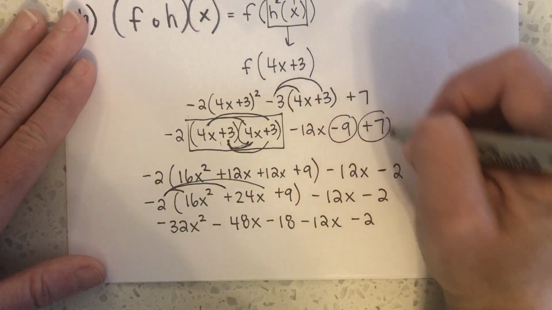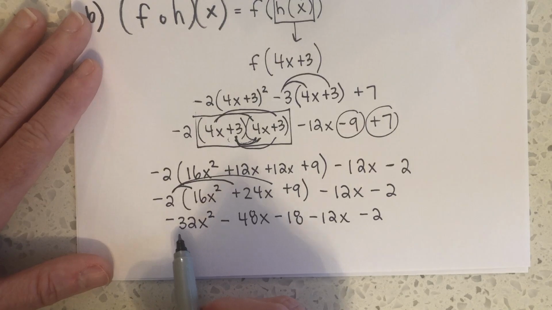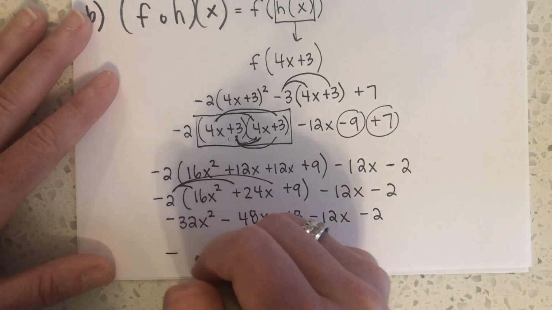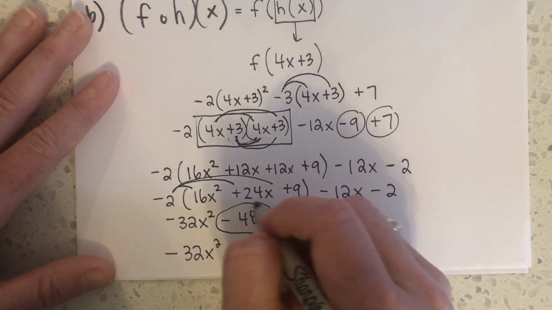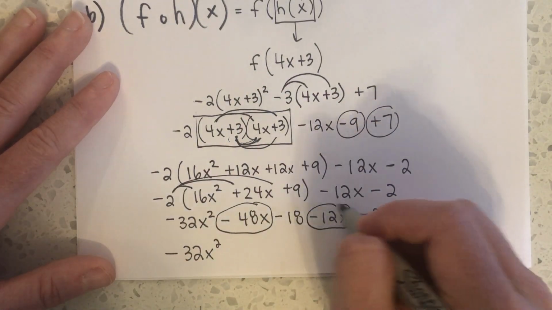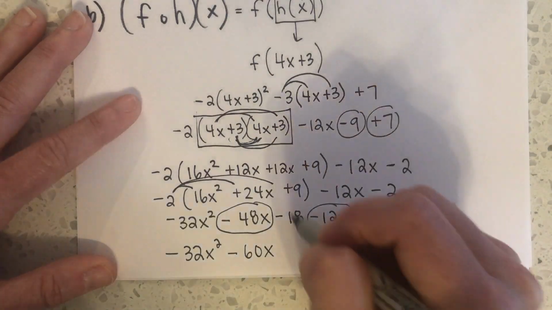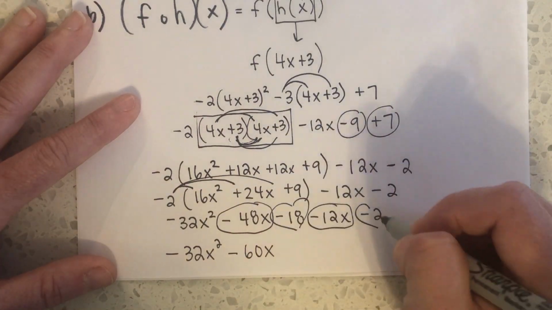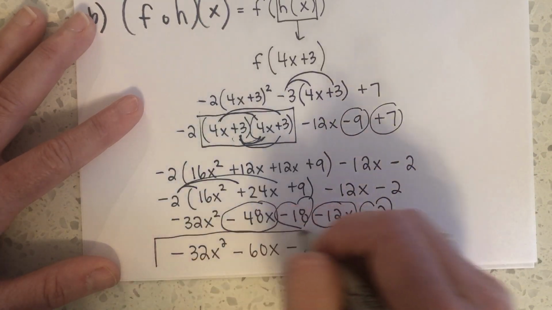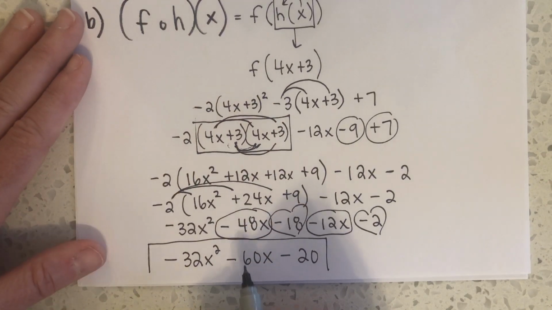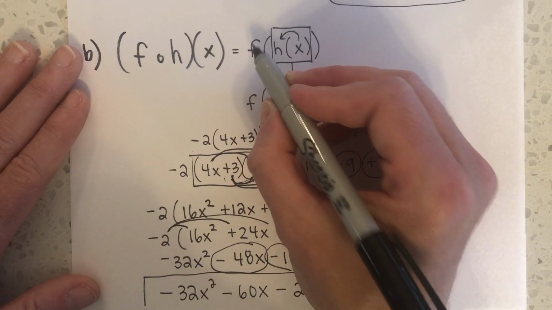Again, if you're wondering how I got them, they combined. And we just combine like terms one last time. So negative 32x squared is my only x squared term, so he'll stay the same. All right, I have negative 48x's, and I have negative 12 more. That's going to be negative 60x's. I have negative 18 minus 2 more is going to be negative 20. And now you're finally done. And that's your new expression for what you get when you plug the entire h of x function into f.